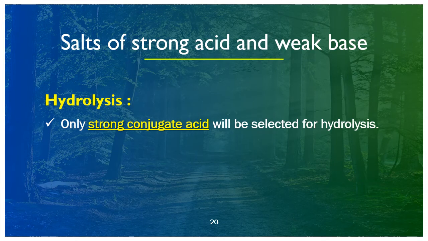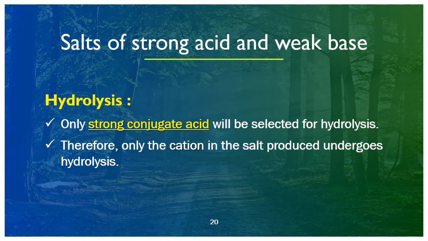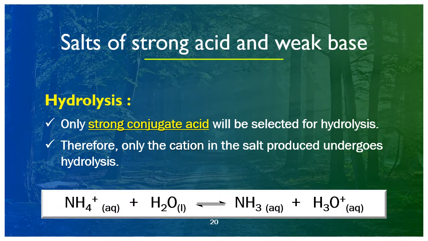In hydrolysis, we know that only strong conjugates will be selected. Therefore, only the cation in this salt undergoes hydrolysis. It involves ammonium ions. Ammonium ions will hydrolyze with water to form ammonia and hydronium ions.